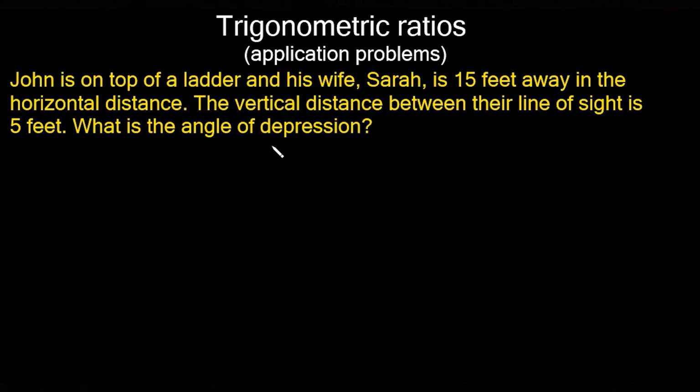All right, so this one is a little bit different, but I'm going to go ahead and draw John, okay? And I'm not going to draw him on top of a ladder. I'm just going to draw him above Sarah, who is below him. So Sarah is going to be over here, okay? So here's Sarah. Here's John. And so how do we go about doing this problem?